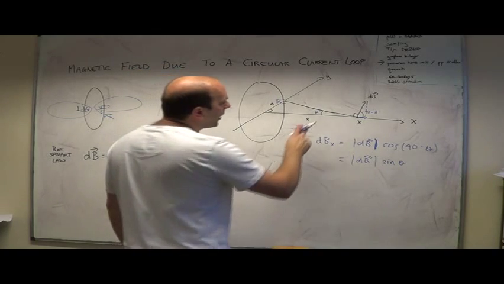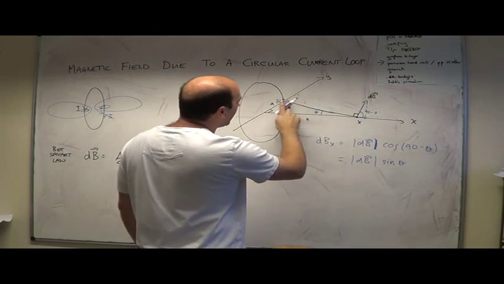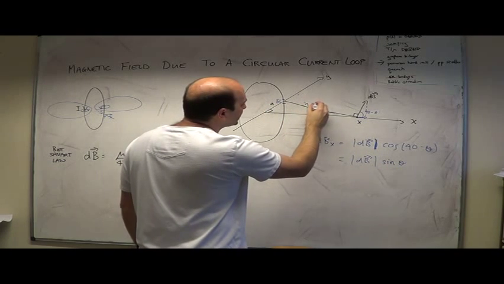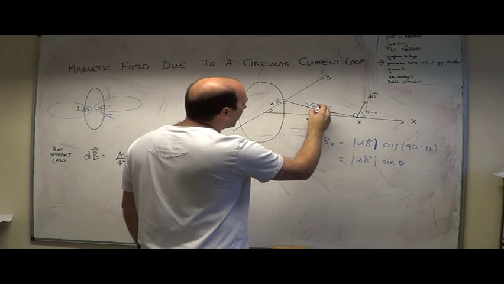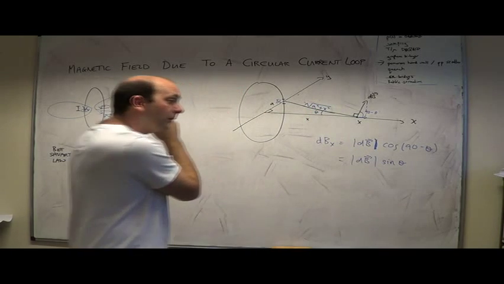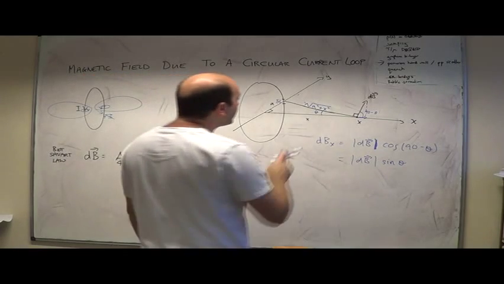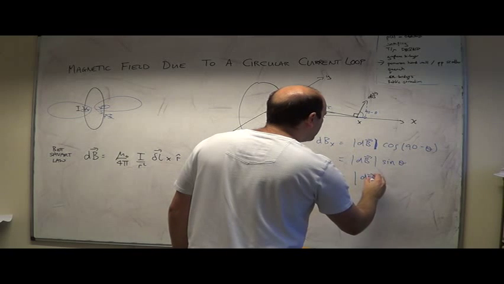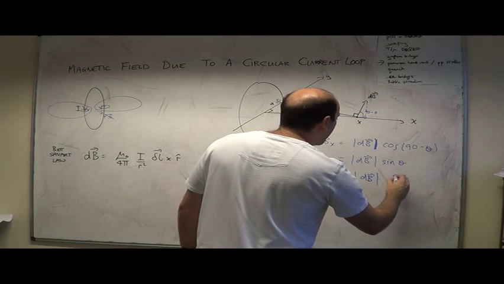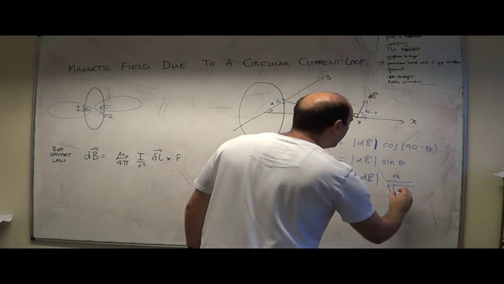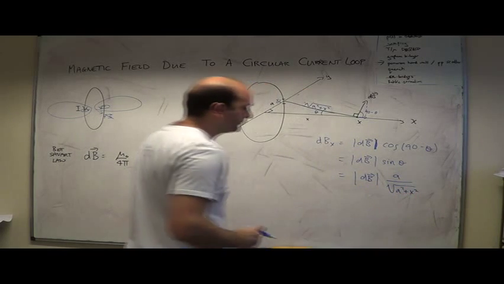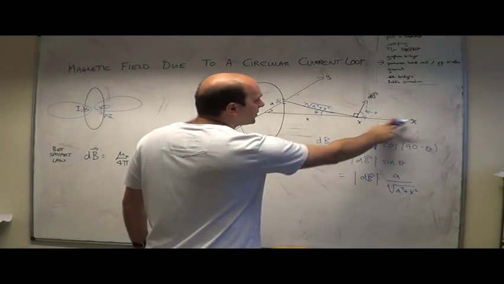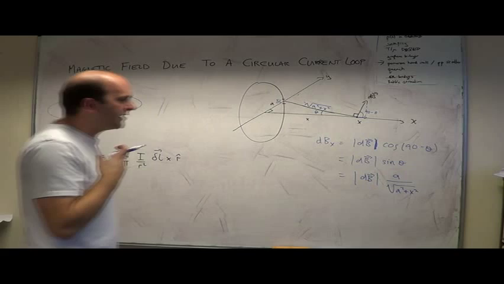And to get sine of theta, I'm now going to come to this triangle here, which has sides A and X with the 90 degrees between them. So this side is going to be given by square root A squared plus X squared by Pythagoras' theorem. So then the sine is the opposite over the hypotenuse, and this is dB's magnitude times A over the square root of A squared plus X squared. That's the contribution to the x component of the B field from that little delta L piece.